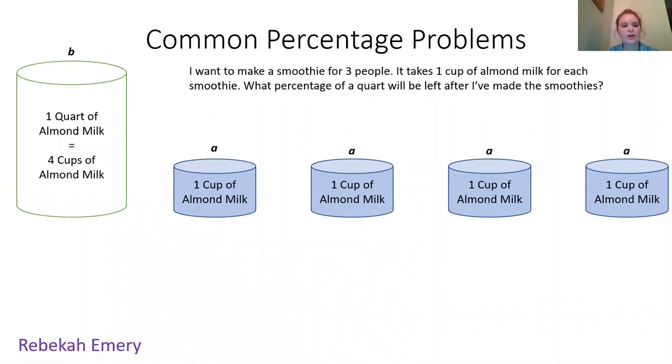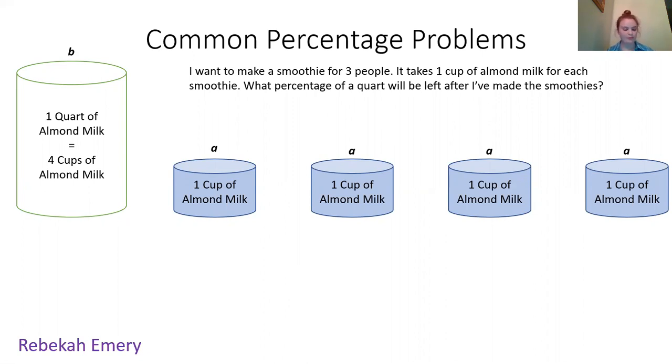For our last question, how can you complete the 3 common types of percentage problems? Let's use a real-life example to help you understand 3 common types of percentage problems. I want to make a smoothie for 3 people. It takes 1 cup of almond milk for each smoothie. What percentage of a quart will be left after I've made the smoothies?